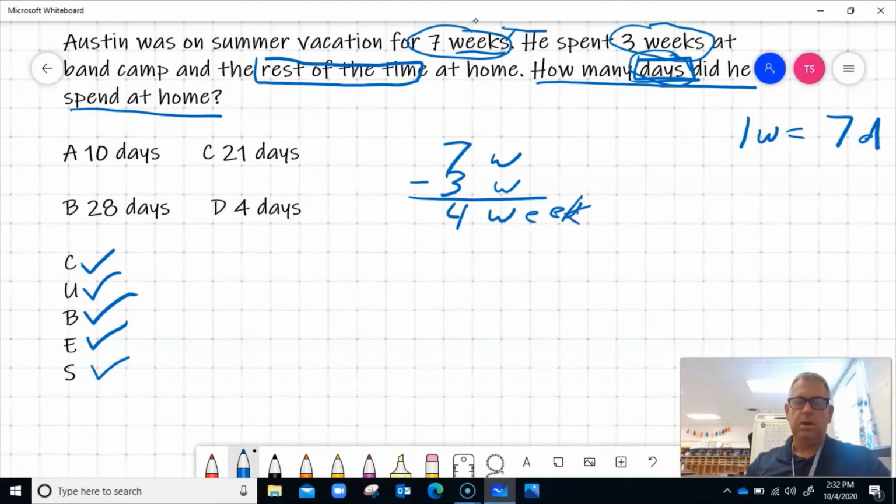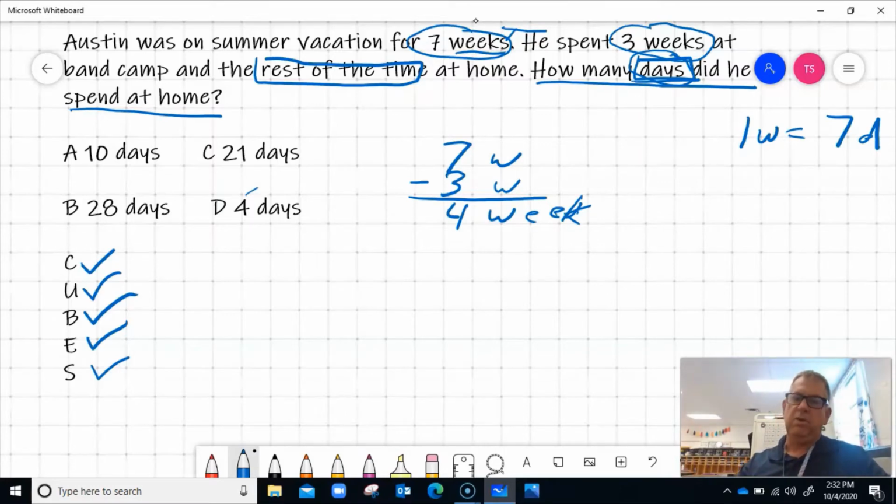Weeks. Okay. And if you look over here at my answer choices, I have 4 days as one of my answer choices right here. But that's put there to trick you up, because the 2 numbers we have in the problem are 7 and 3. And if you subtract 7 and 3, you get 4. And that is one of the steps that we have to do. We do have to subtract, but that's not it. We still have to change the 4 weeks into days.